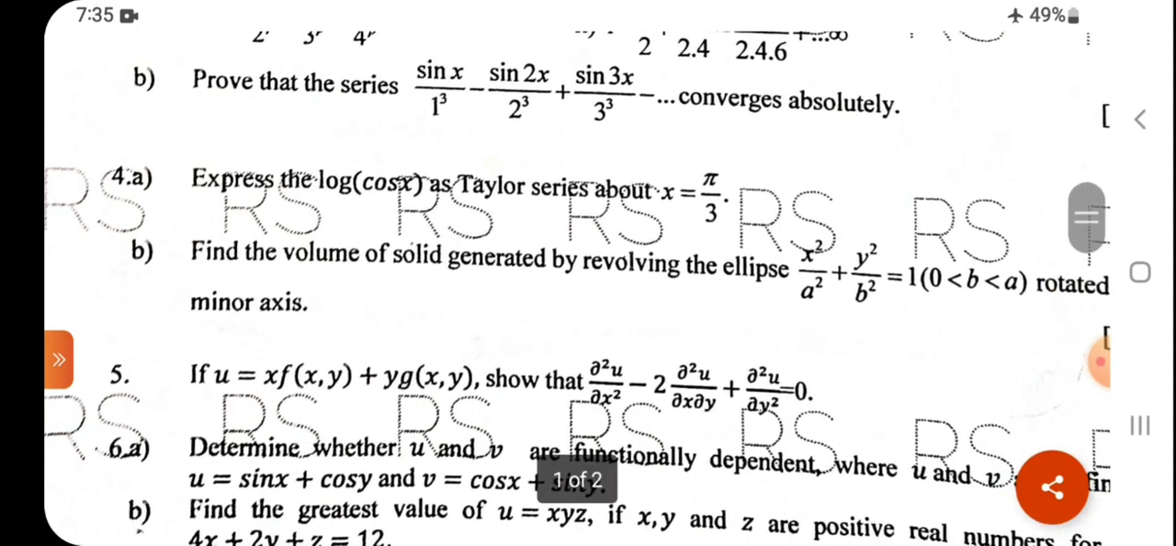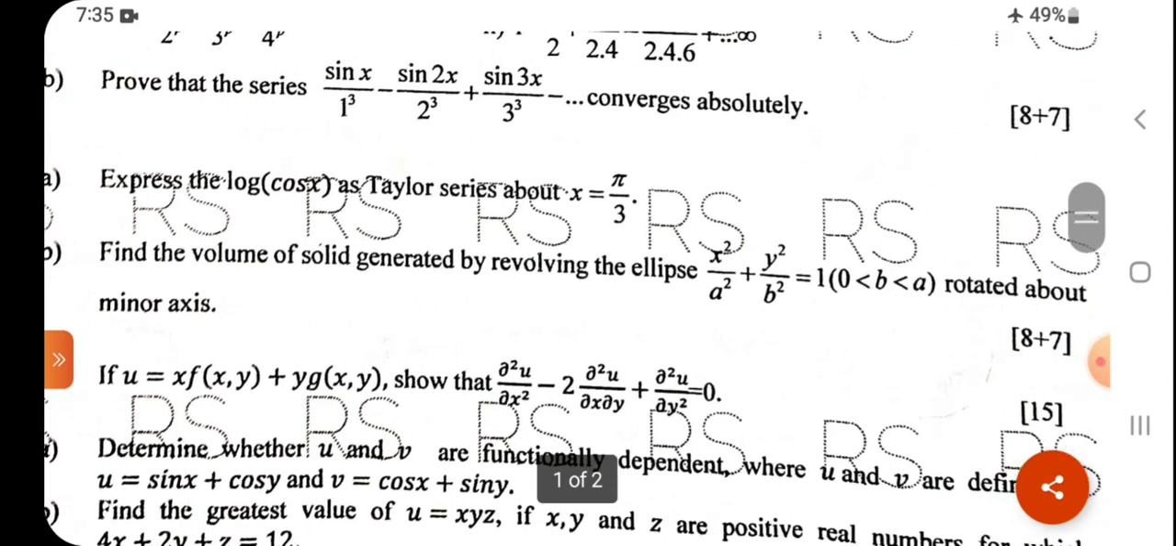Find the volume of the solid generated by revolving the ellipse. So it's a direct problem. Here it is given, rotated about the minor axis. The major axis is generally said to be the x-axis, and the minor axis is nothing but the y-axis. So about the y-axis you are calculating the volume of the solid.